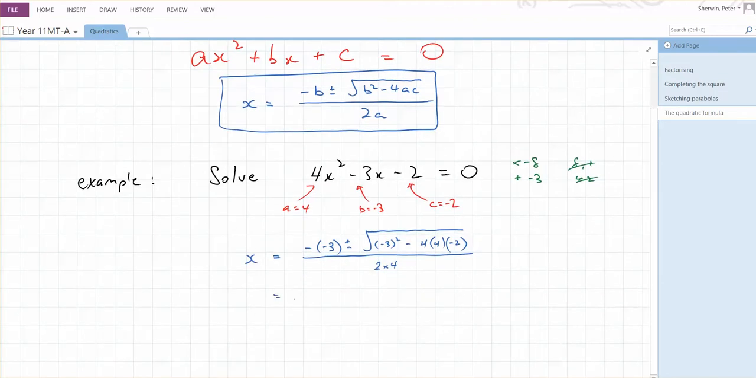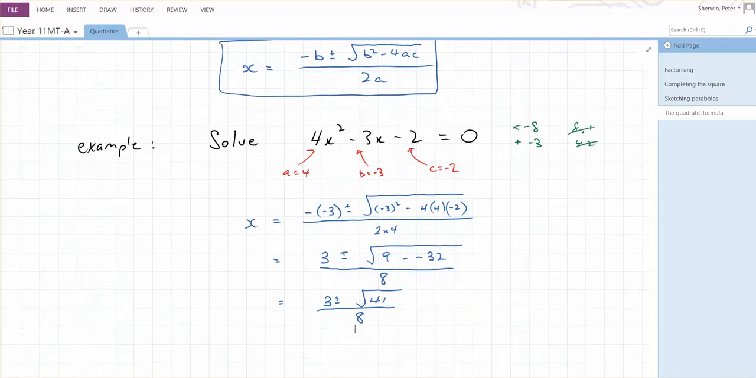So if we work this through now, minus 3, as I said a minute ago, that's plus 3. Plus or minus the square root of minus 3 squared, well, that's 9. Minus 4 times 4 is 16, times minus 2 is minus 32. So that's going to turn into 9 plus 32 when we next simplify. So 9 plus 32 is 41, over 8. So there are two solutions to this quadratic: 3 plus the square root of 41 over 8, and 3 minus the square root of 41 over 8. Two solutions solving a quadratic equation.